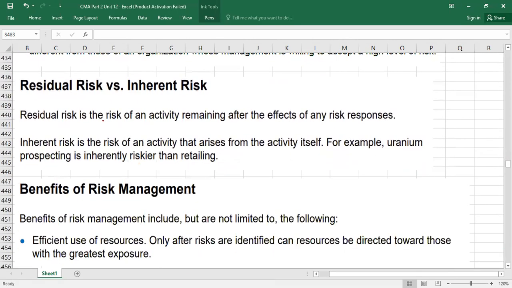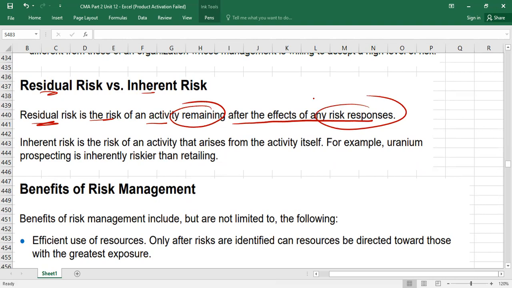Then we have residual versus inherent risk. Residual risk is the risk of an activity remaining after the effects of any risk response. Like what risk is left after applying the risk response, whatever risk is left, that is called residual risk. Then we have inherent risk. Inherent risk is the risk of an activity that arises from the activity itself. Like the built-in risk is inherent risk. For example, uranium prospecting is inherently riskier than retailing. Like uranium extraction is riskier than a normal retailing or trading business, for example, right? So this is what is called inherent risk.